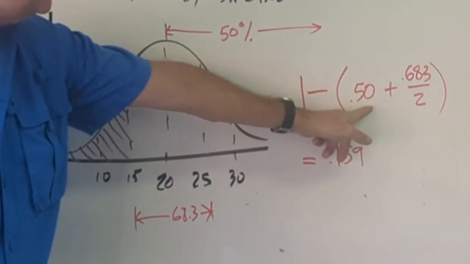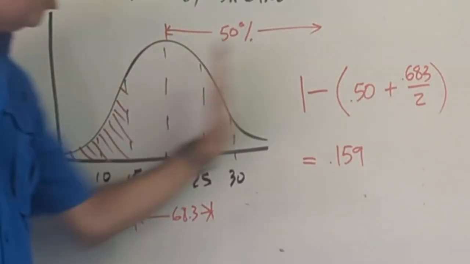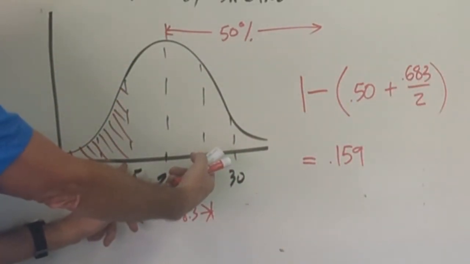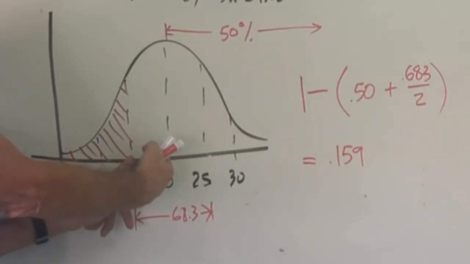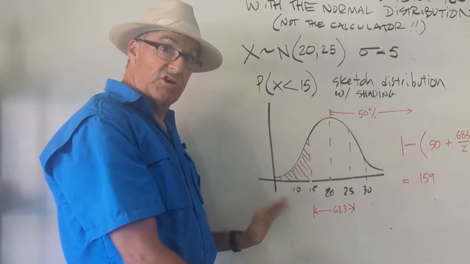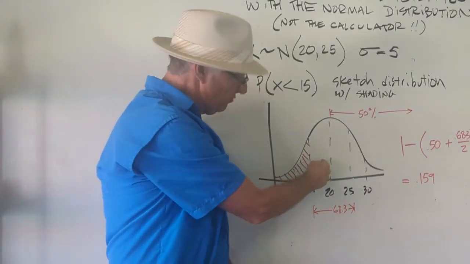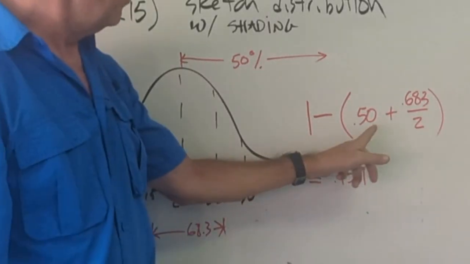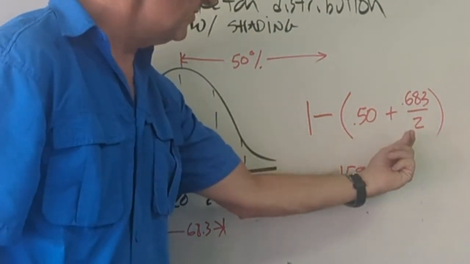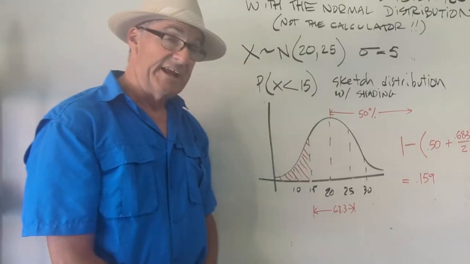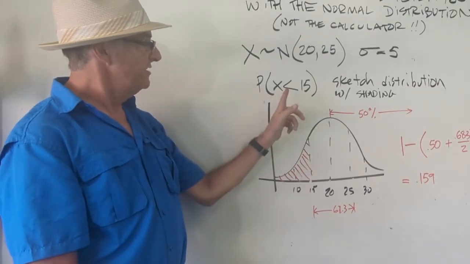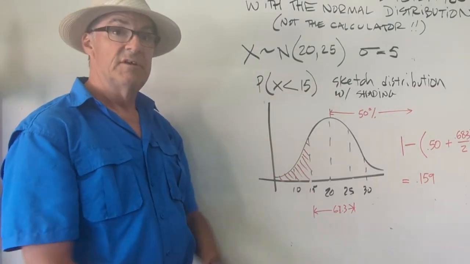1 minus the sum of 0.5, that's all of that. Now if this is 68.5, then this is going to be half of 68.5, because remember, the curve is symmetrical. So this area is going to equal that area. So I did 0.5 minus 0.683 over 2, put those together, subtract them from 1, and I get 0.159, or 15.9% chance that random variable x is below 15.